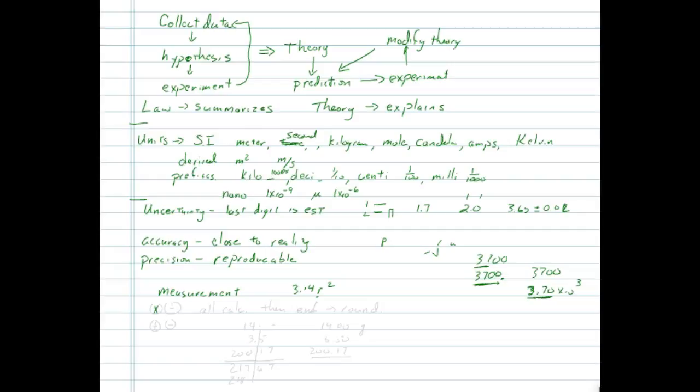When you multiply and divide significant figures, you just do all the calculations first. Then, at the end, you round to the significant digits. Do not round every step. Keep it in your calculator, keep going, keep going, keep going. When you get done, go ahead and round.